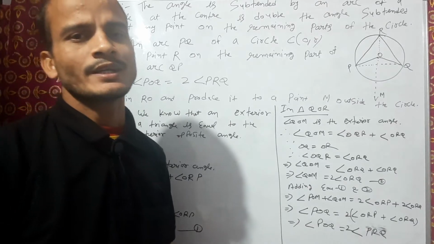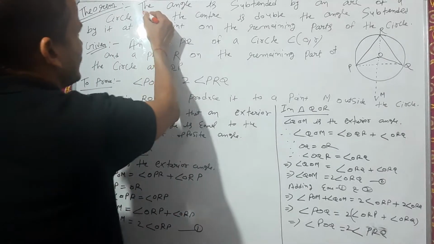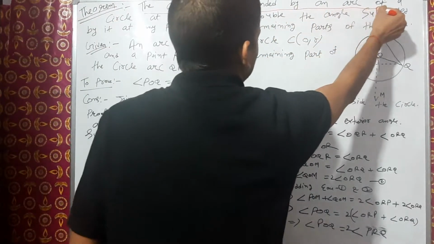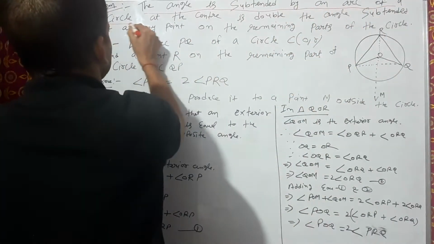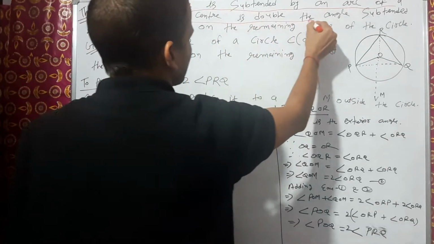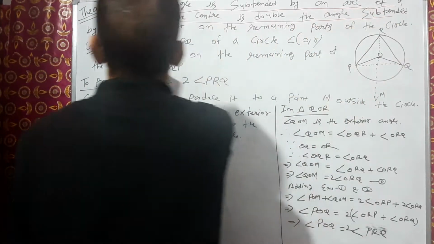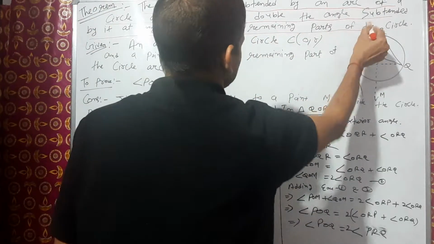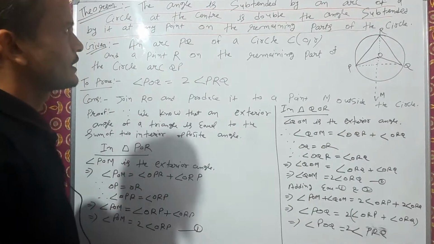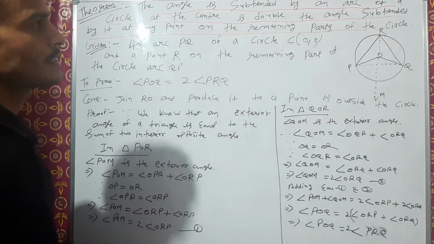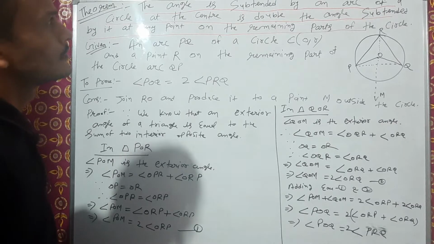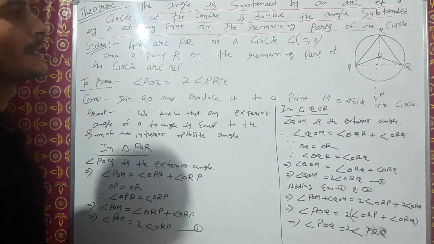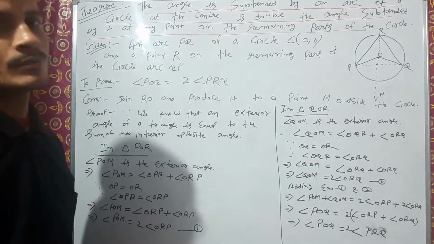So today's statement is: the angle subtended by an arc of a circle at the center is double the angle subtended by it at any point on the remaining part of the circle. Means the statement is: the angle subtended by an arc at the center is double the angle subtended by it at any point on the remaining part of the circle.